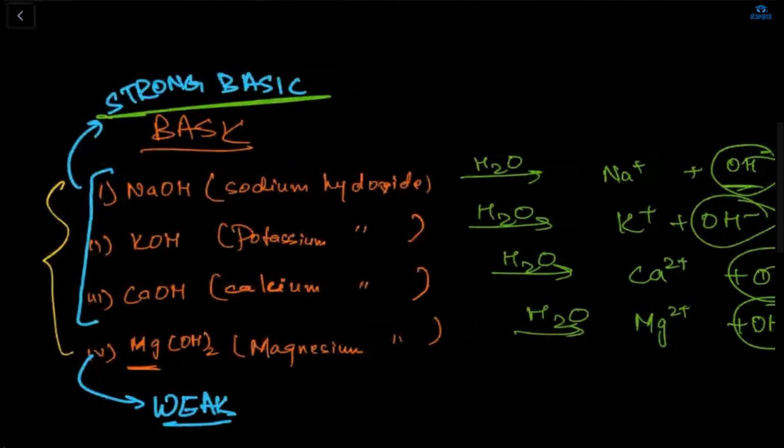Strong bases are NaOH, sodium hydroxide, potassium hydroxide, calcium hydroxide, and magnesium hydroxide. So these are the strong bases.